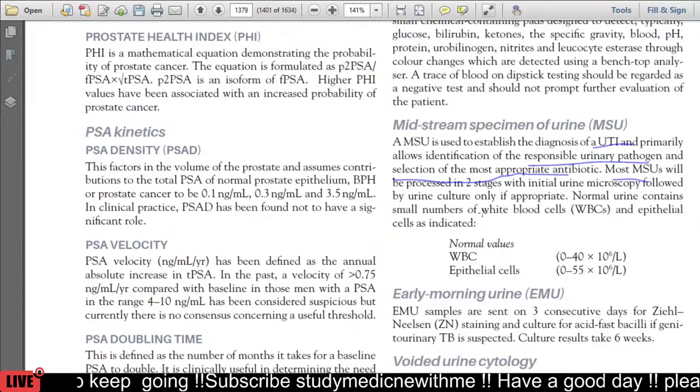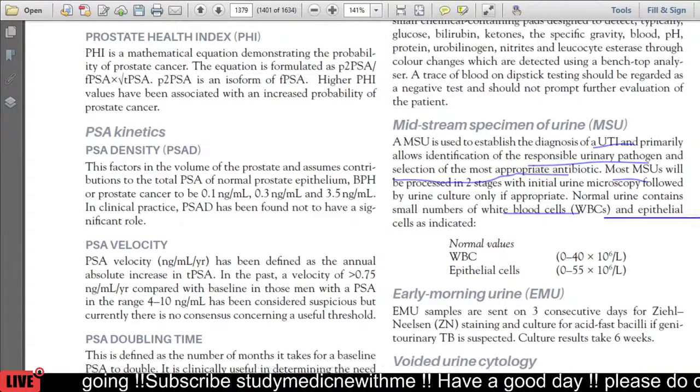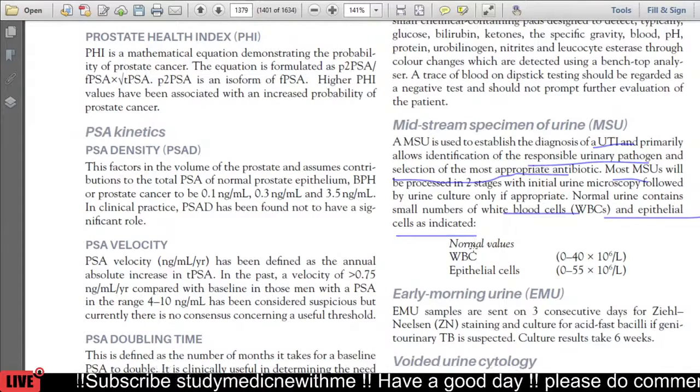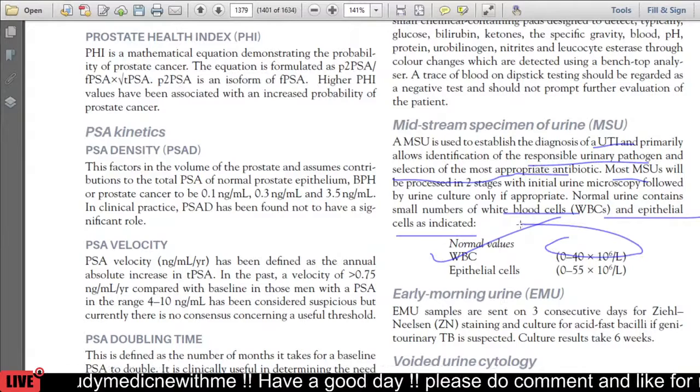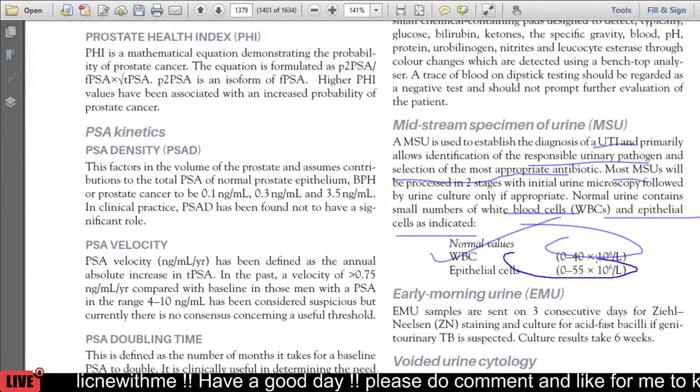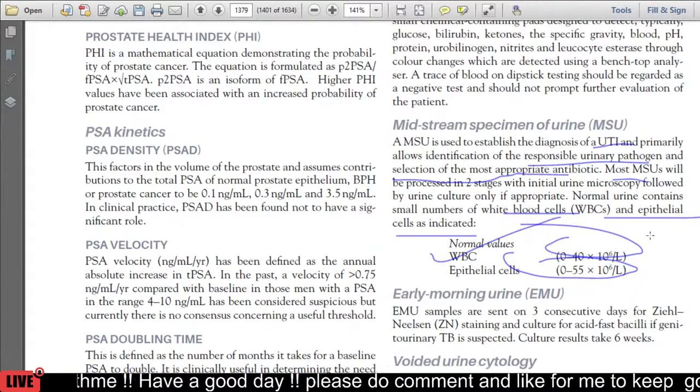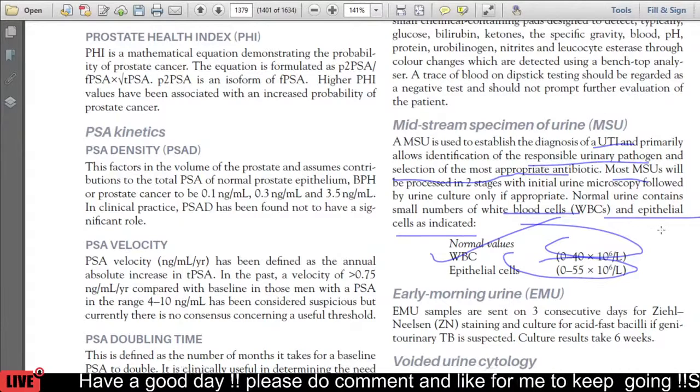Normally, urine contains small numbers of white blood cells and epithelial cells, as indicated. The normal range is 0 to 40 x 10^6 per liter.